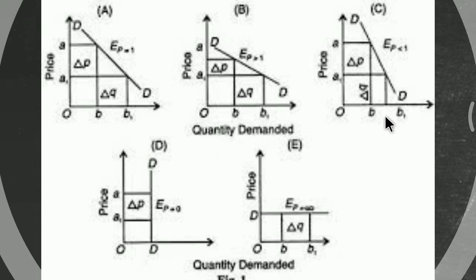Now we go to curve D, when the elasticity is 0, meaning perfectly inelastic, the line is vertical. Now we can see in curve E, when the elasticity is infinite or perfectly elastic, the line is horizontal.